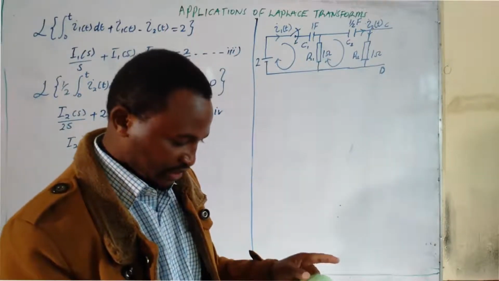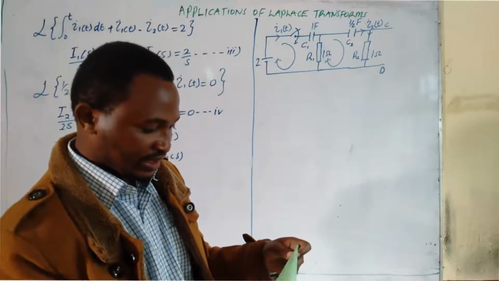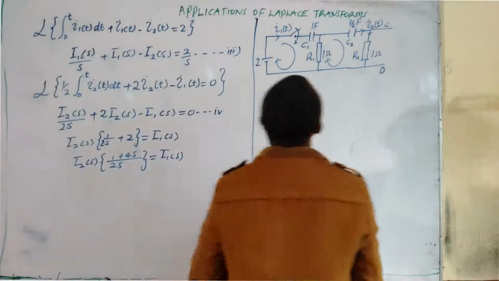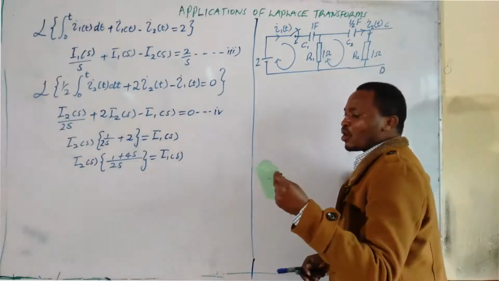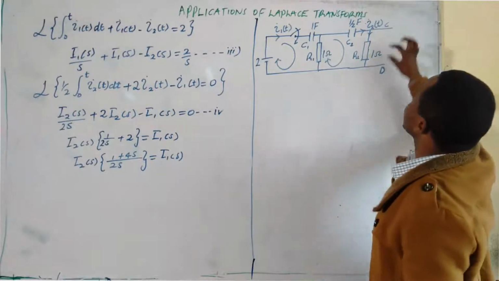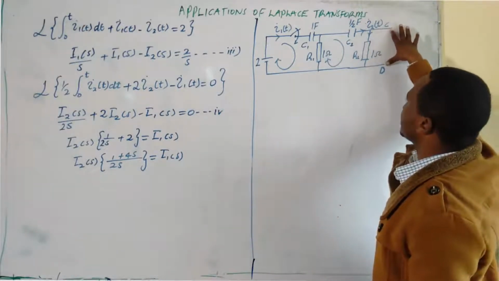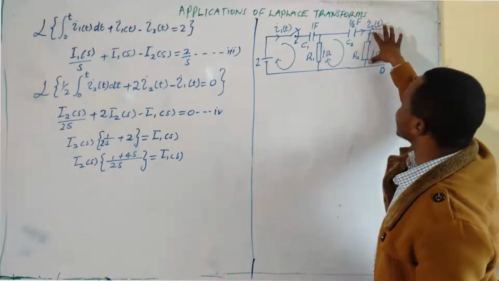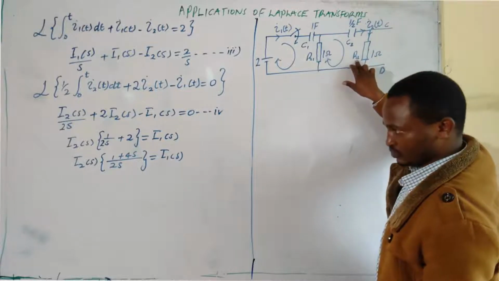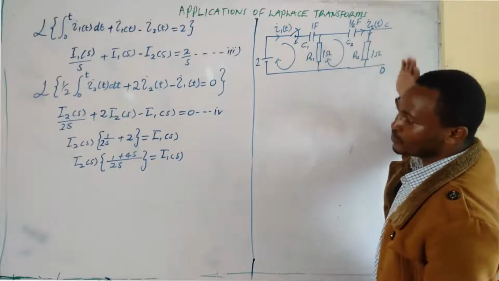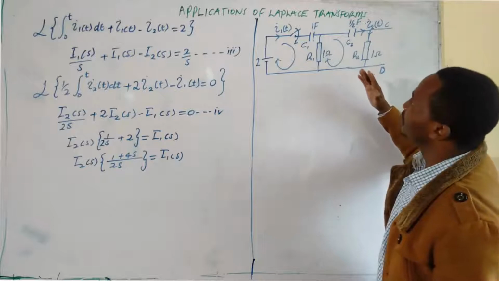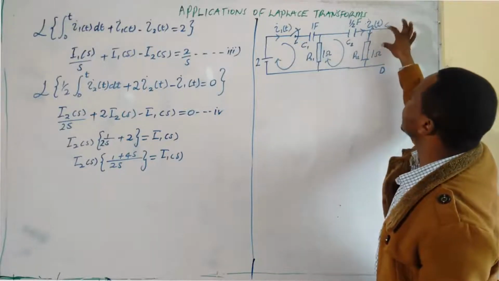If you look at our question, you have been told to determine the voltage across terminal CD, across this terminal here. That is the voltage across the resistor R2. This will be very important because we need to determine the value of current I2.